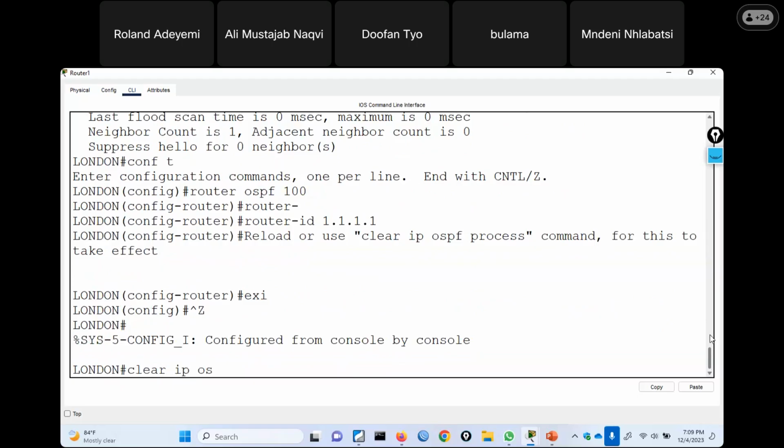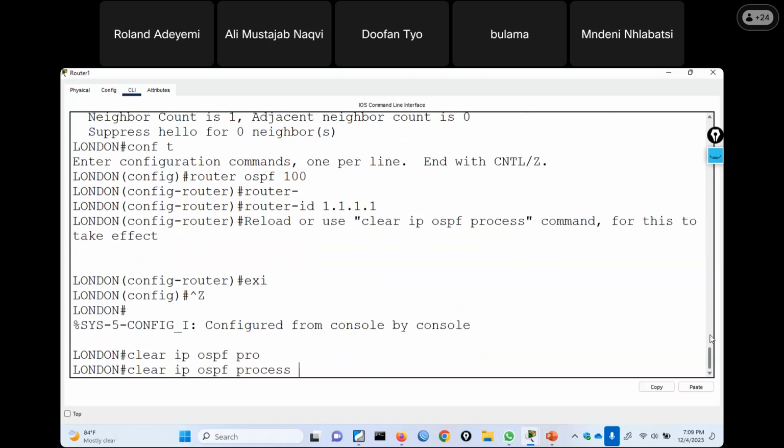Clear IP OSPF process. What will that command do for you? It will restart the OSPF neighborship formation. Everything will start all over again. But I don't want to do it now. Let me go to the other router.